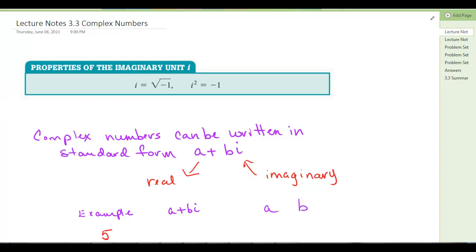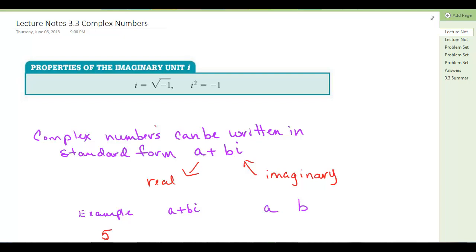This is section 3.3, and it is about complex numbers. The real cornerstone for this section is right here in this box, properties of the imaginary unit i. Up until this point, we've not been able to deal with a radical, a square root, of a negative number, because there is no number in the world that multiplied by itself will give us a negative number.